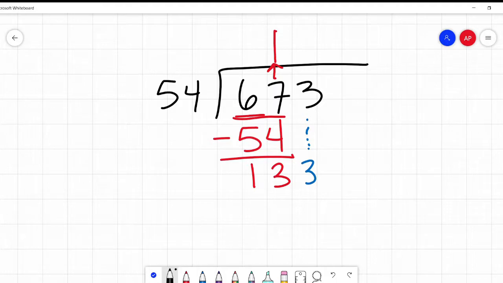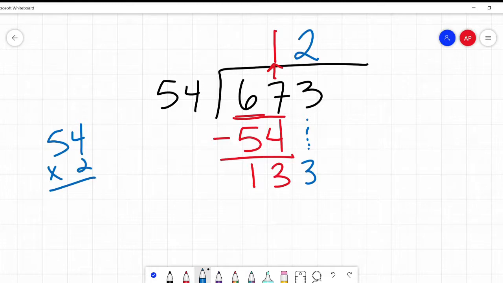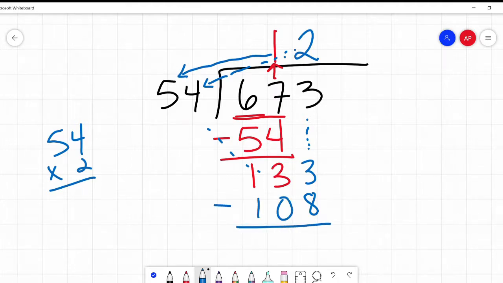So this time we're going to say, all right, 2. 2 times 54. The way you can write this off to the side is 54 times 2, or you can do it in your head: 2 times 4 is 8, then 2 times 5 is 10. Then I subtract those and I get 25. Does 54 go into 25? Nope. And no more numbers to bring down. So 12, remainder of 25. Again, if you want to multiply it off to the side like that, it's fine. No big deal.